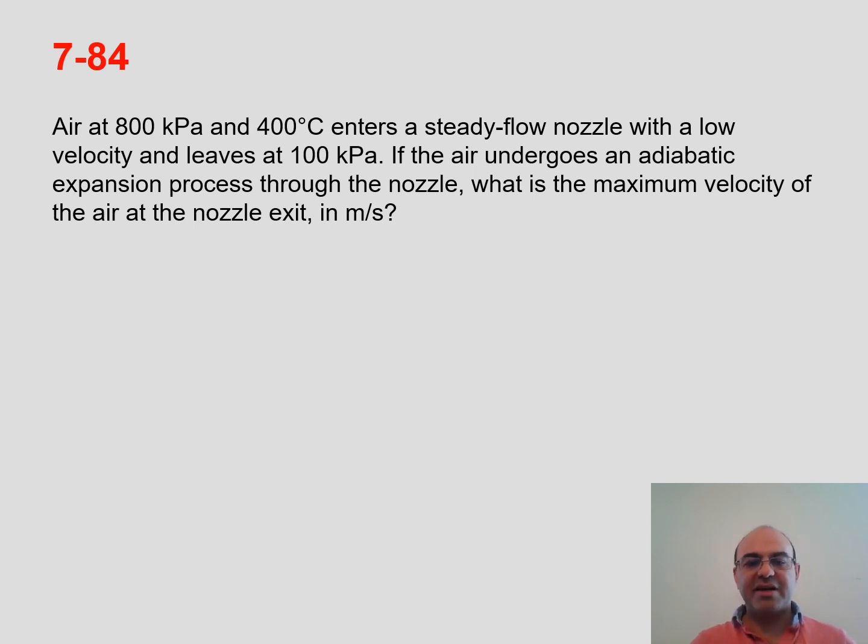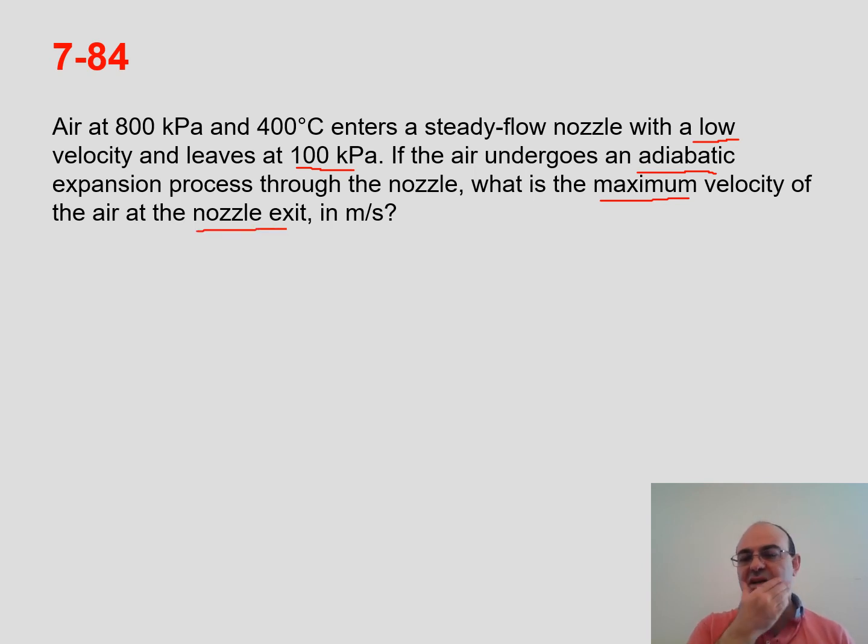So the next problem is 7-84. We have air at 800 kilopascals and 400 degrees C entering a steady flow nozzle. This is another device, a nozzle, with a low velocity, so it means that it can be neglected, and leaves at 100 kilopascals. If the air undergoes an adiabatic expansion process through the nozzle, what is the maximum velocity of the air at the nozzle exit?